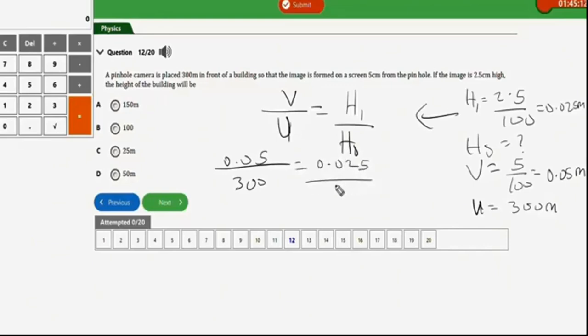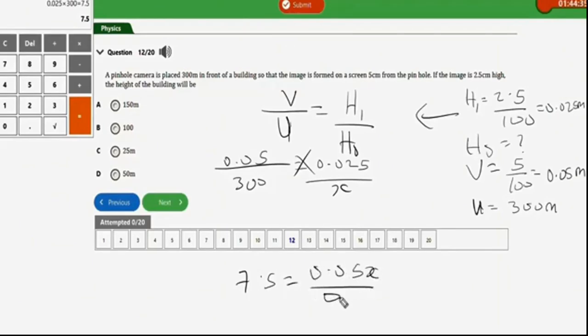equals the image height, 0.025, over object height, which is unknown. So when you cross multiply, let's punch this on the calculator. Sorry, let's do firstly 0.025 times 300. So we have 7.5. Okay, so you are left with 7.5 equals 0.05x.